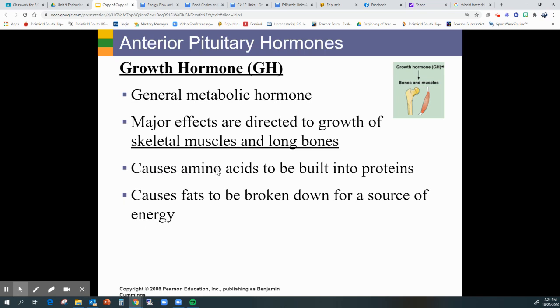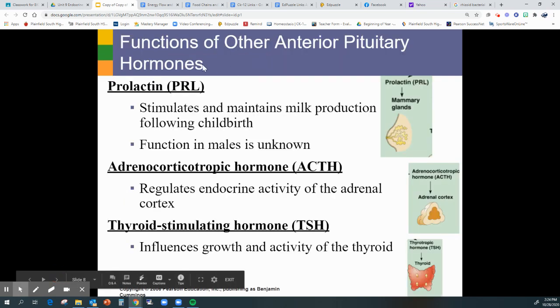All of these cause amino acids to build up to make proteins associated specifically with muscle tissue, and they can also cause fats to be broken down as a source of energy. So if somebody is really skinny and they eat like crazy and we can't figure it out, it could be an issue that they're overproducing this growth hormone, because now they just can't put on any body fat, because it's being broken down for energy. Okay. All right, a couple of the other hormones.